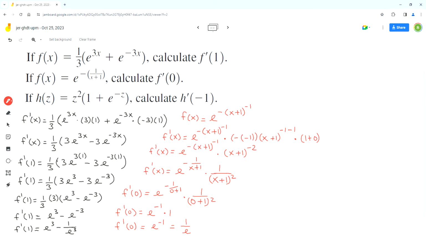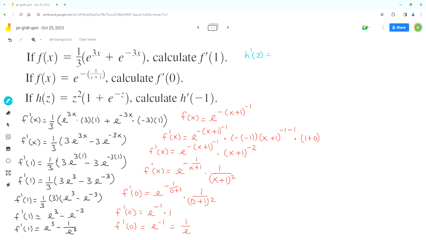Now we can analyze the third function. So h at z. Now h at z is made up of two functions. One is z squared, which is a polynomial function, times the expression in the parentheses, which has the exponential term e to the power negative z. So for this function, we should use the product rule to find the derivative.